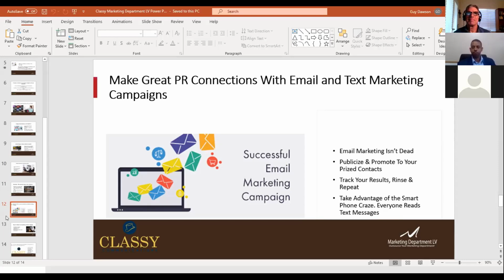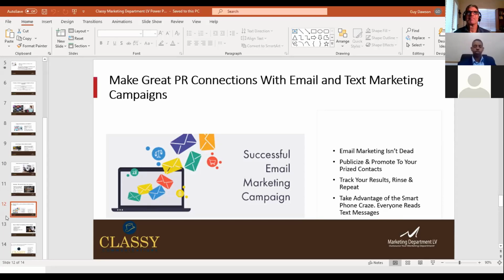Take advantage of the smartphone craze. Everyone reads text messages. I do a lot of text marketing in my business, and who doesn't read their text messages? There are text messaging platforms out there that will allow you to, of course, with the permission of the person who you are sending the text message to, they can opt in to receive content from you via text message. The open rate on text messaging is like 80%.